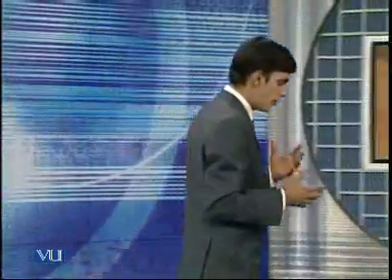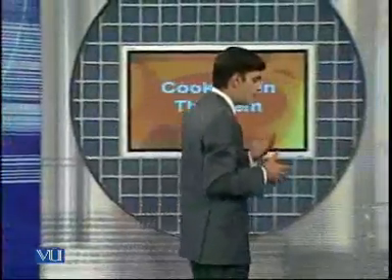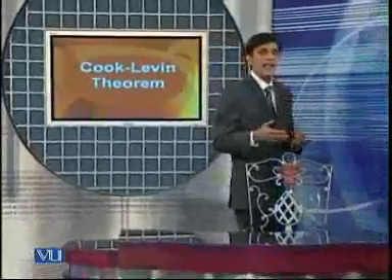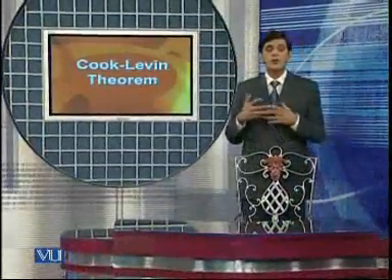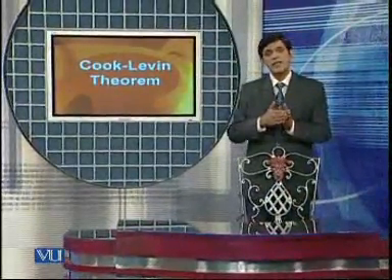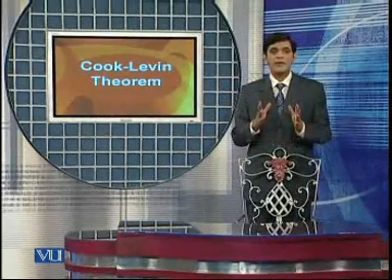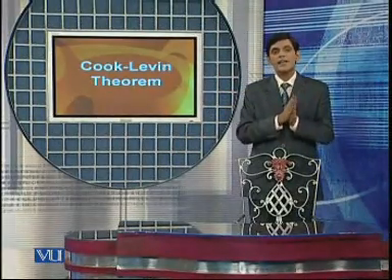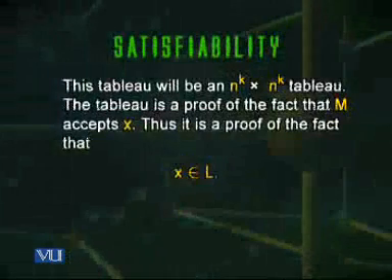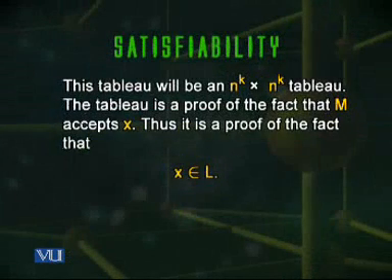Now we want to look at how this table will actually look and how we can express those properties of this table in the language of satisfiability. Remember, our goal is to reduce this language to satisfiability. So this table will have n to the k times n to the k cells. And this table is a proof of the fact that M accepts X. Thus, it is a proof of the fact that X is in L.